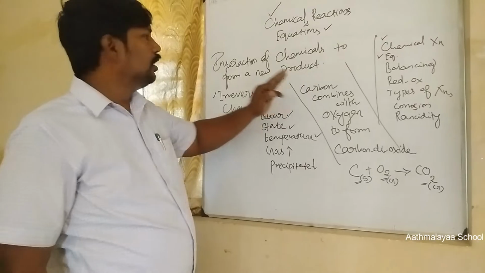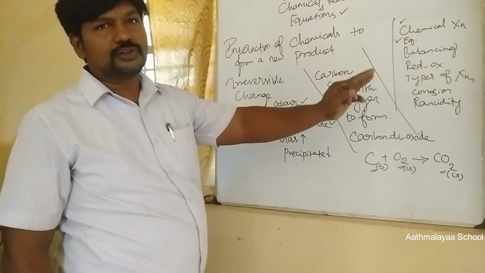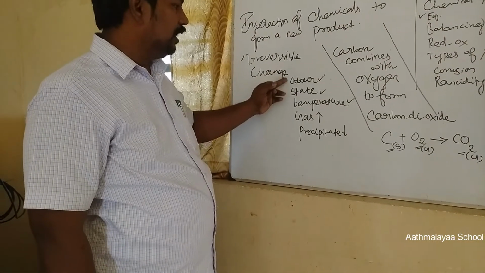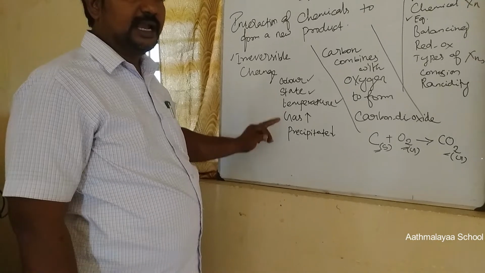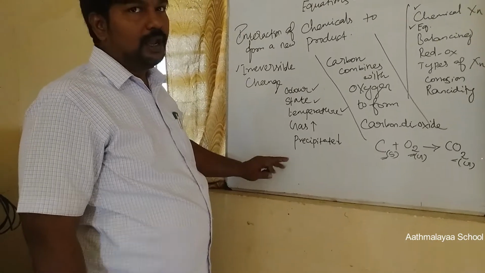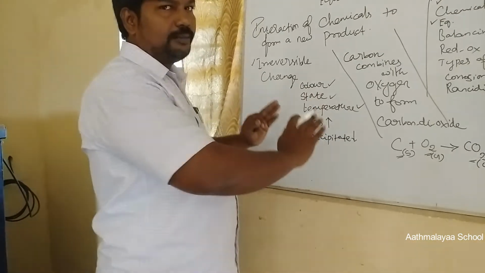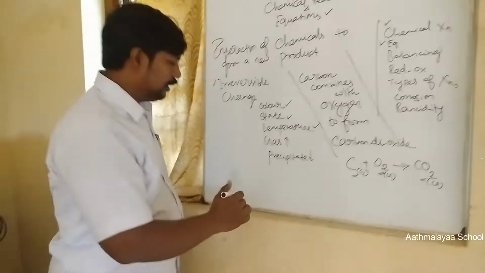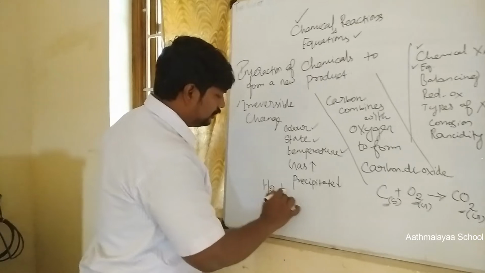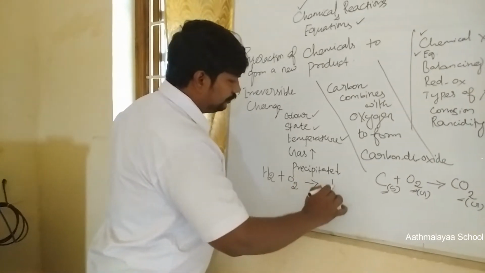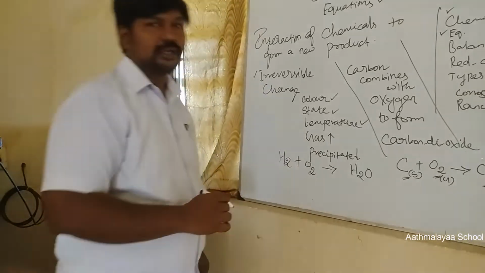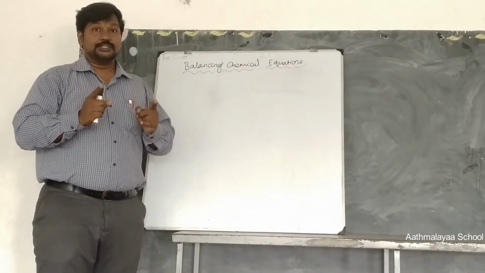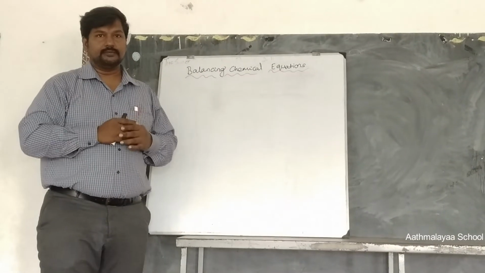So what is a chemical reaction? Interaction of chemicals to form a new product, compound or chemical is called a chemical reaction, which may be accompanied by change of color, change of state, change in temperature, gas may be evolved, precipitate may be formed. And the mathematical and symbolical representation of a chemical reaction is called a chemical equation. Let us have another example: hydrogen plus oxygen gives water. This is also a chemical reaction, right? So we have seen what a chemical reaction is and what an equation is.